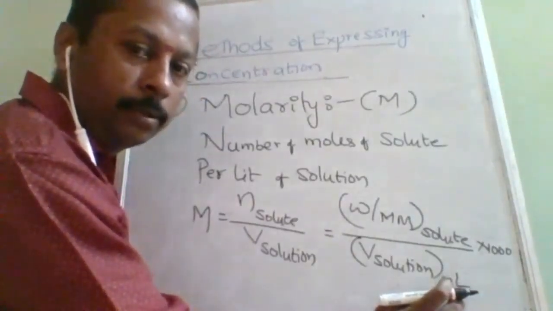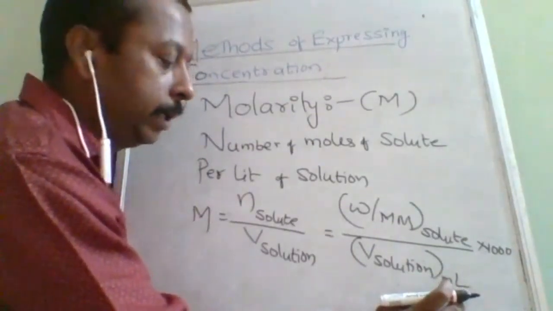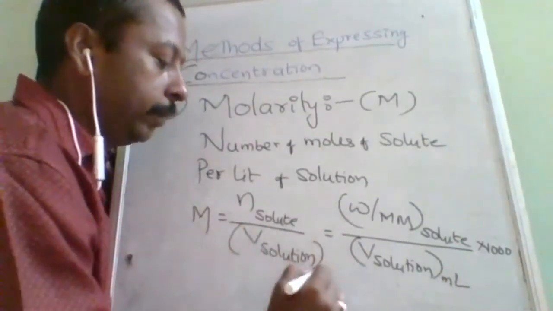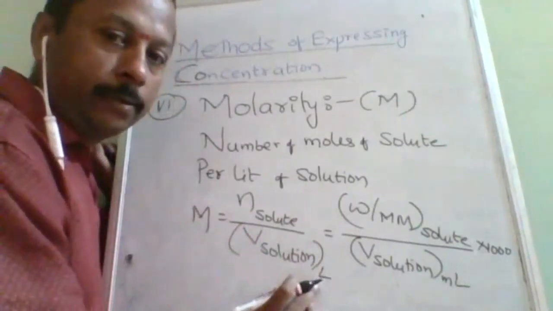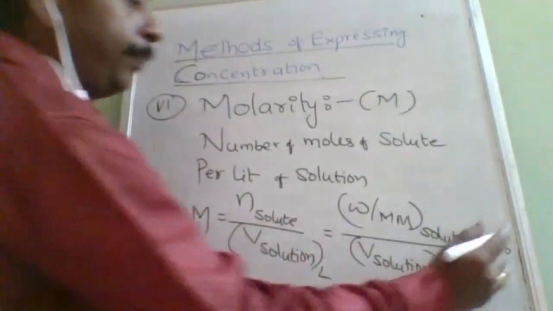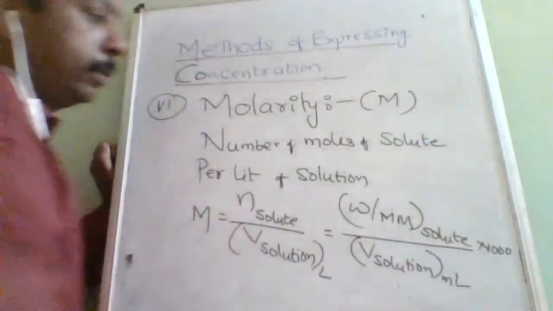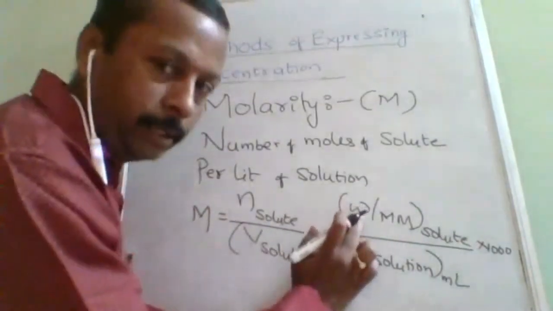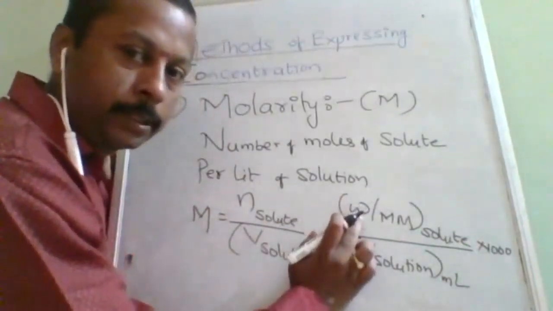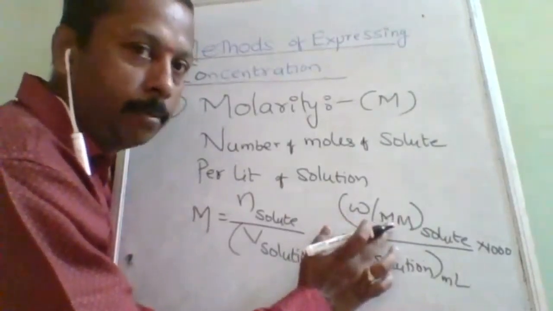If you don't want to get confused with this, simply make it a habit of always taking volume in liter only. Convert into liter and substitute here. No 1000 problem. So there should not be any confusion. Milliliter only 1000, otherwise not required. And here mass always should be in grams, because this is GMM, gram molecular mass.